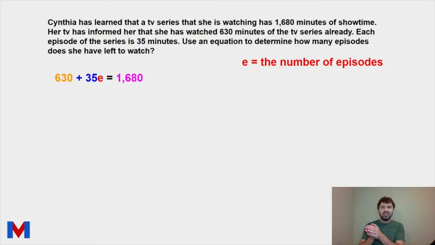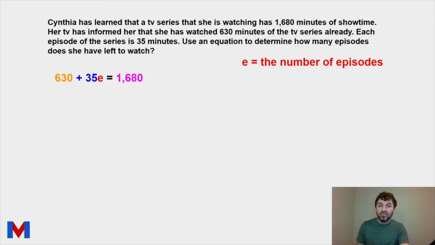And then it also says that she's already watched 630. So that means that's where I'm starting from. It's 630, so I put that right in the beginning. I know it's starting there. And then as she watches episodes, it's increasing. So plus, it's increasing by 35 times however many episodes that she watches. Okay? Alright.